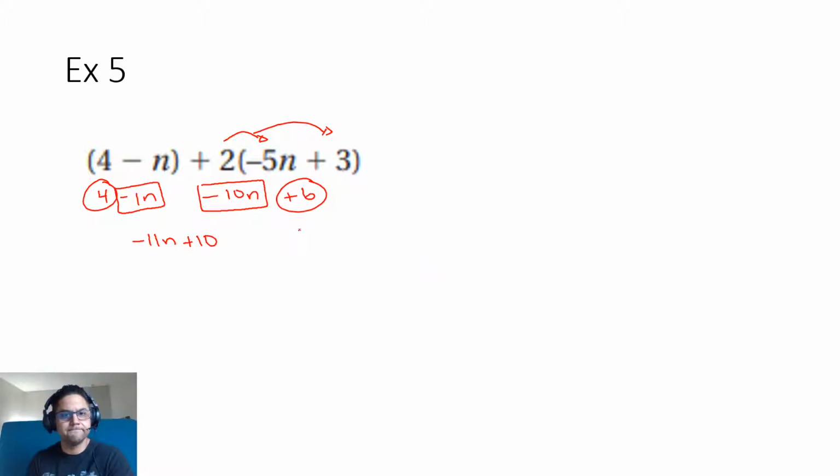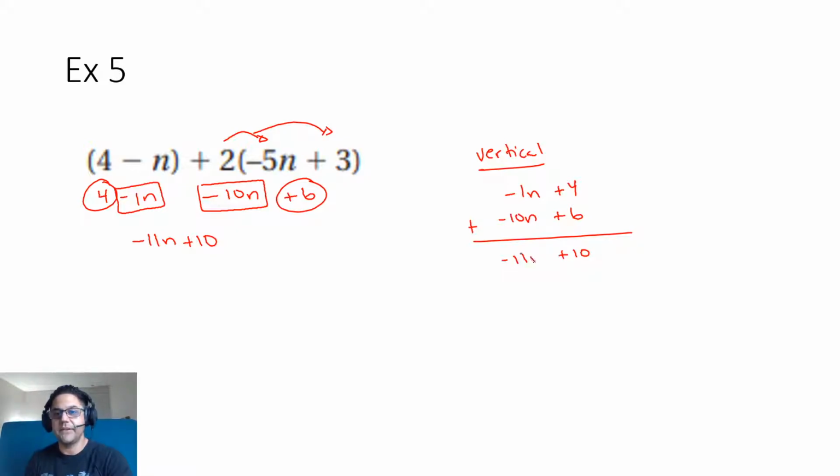So let's see here. Oh yeah, vertical. So that would be, now this kind of requires a little bit of restructuring. That's another disadvantage towards vertical. Because again, it says 4 subtract n, but if I want to do vertical, I need to write negative 1n or negative n, add 4. Because when I line it up, it's going to be negative 10n and positive 6. 4 plus 6 is 10. Negative 1n and negative 10n is negative 11n.